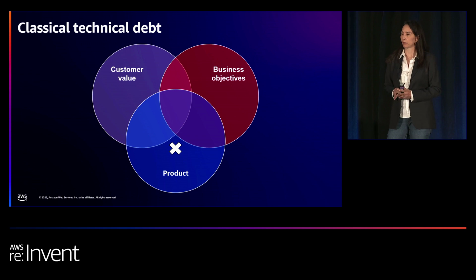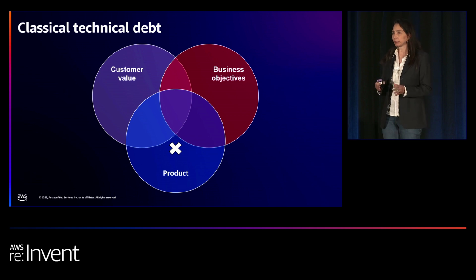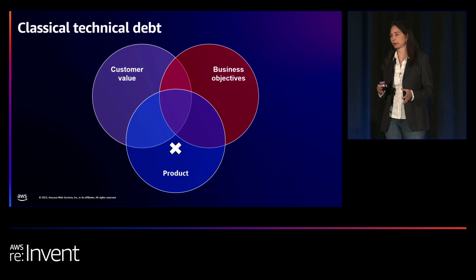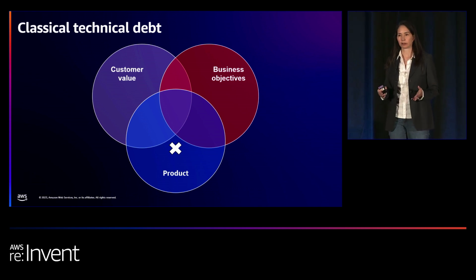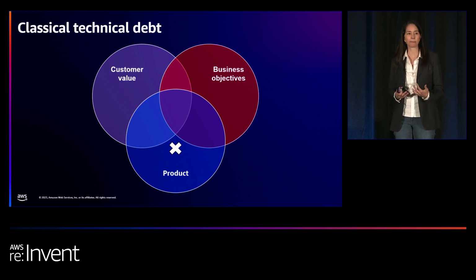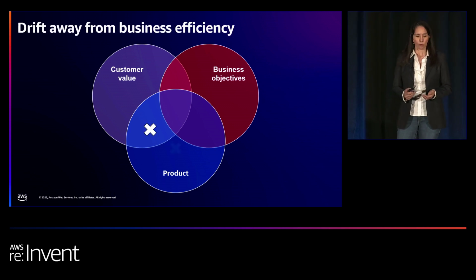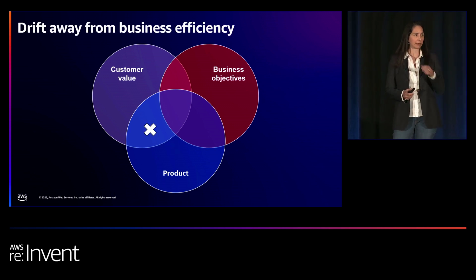Returning to the mental model of technical debt, suppose 5 years ago you built a really great system, state-of-the-art, totally achieving customer value, business objectives, and it was running great, and then you leave it alone. Over time, that sweet spot actually drifts away, and it ends up with your product not being in that sweet spot anymore. One example is what I call the drift away from business efficiency.